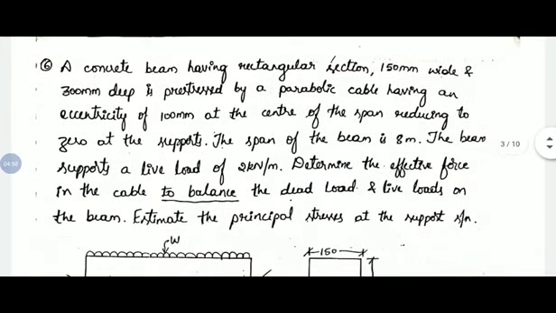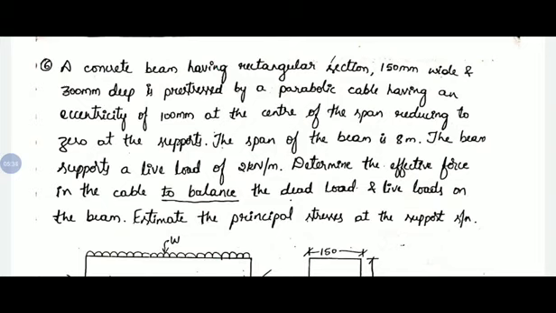Next problem. A concrete beam having rectangular section 150 mm wide and 300 mm deep is pre-stressed by a parabolic cable having an eccentricity of 100 mm at the center of the span, reducing to 0 at the supports. The span of the beam is 8 meter. The beam supports a live load of 2 kN per meter. Determine the effective force in the cable to balance the dead load and live loads on the beam. Estimate the principal stresses at the support section.